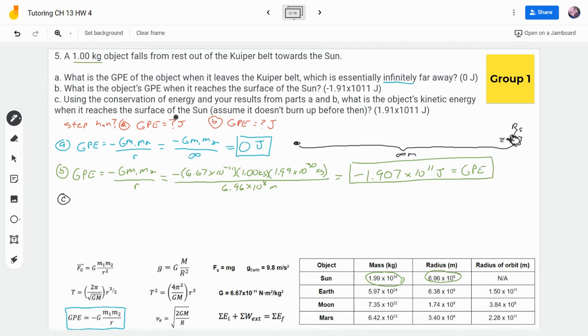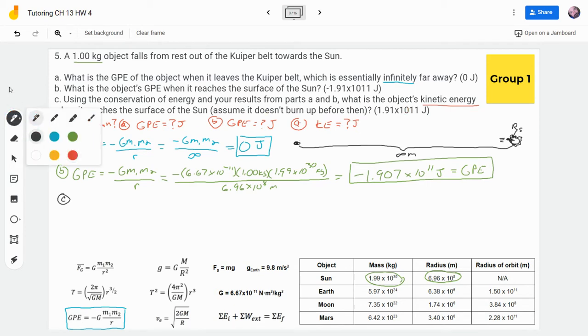So yeah, you could do this with the whole strategy, with step 1, make your 2 sketches. I'll do it that way. Scratch that. I'm going to do step 1 first. What is the object's kinetic energy? So KE is equal to question mark joules.